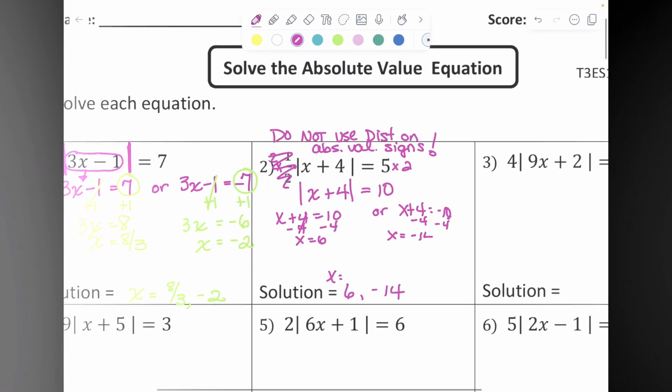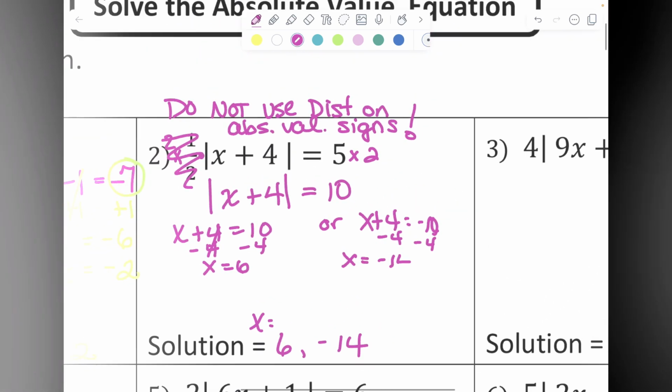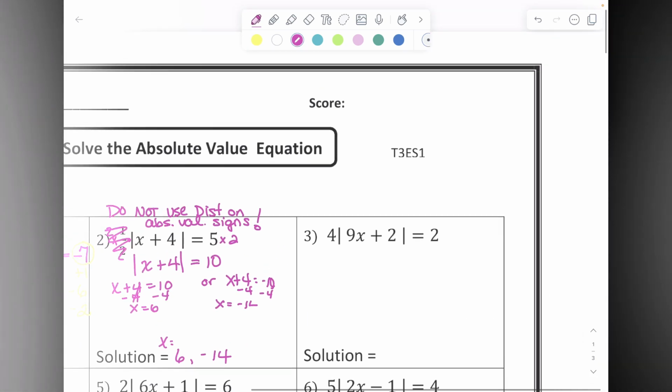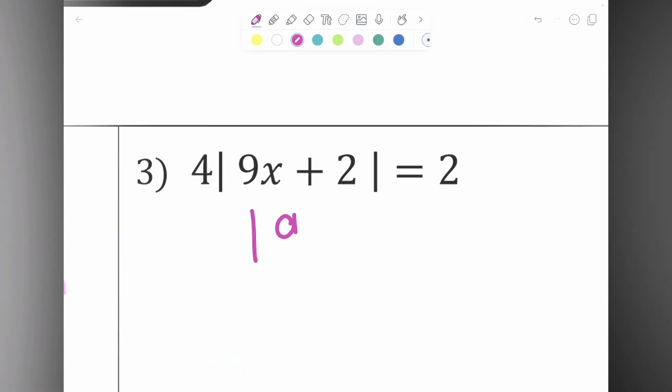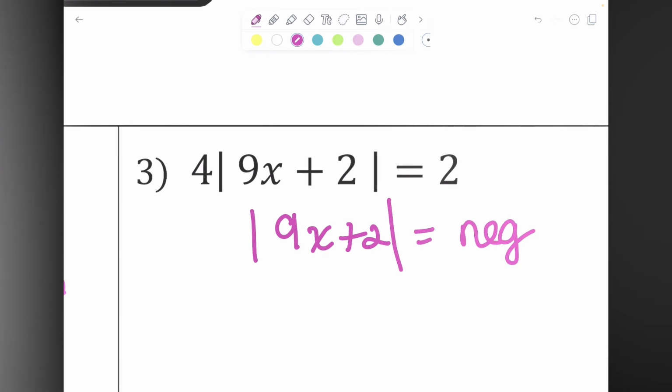Alright, that should be it for these types of problems. The only time these are going to be no solution is if you've isolated the absolute value and you found yourself with a negative number right here. That's the only time you're going to call this a no solution problem.